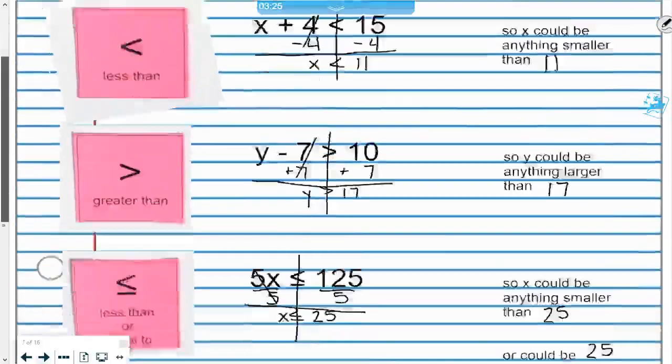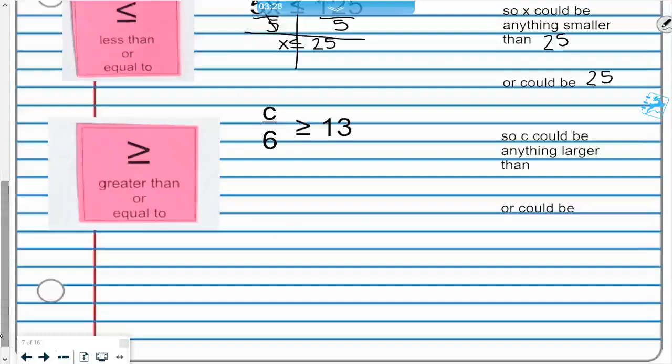Now we're going to look at greater than or equal to. So here we have c divided by 6 is greater than or equal to 13. So we're going to take the opposite of divided by 6. We're going to multiply by 6. We end up with c is greater than or equal to. Now we need to multiply 13 by 6. I get 18, carry the 1, so I get 78. C is greater than or equal to 78. So C has to be anything larger than 78, but it could also be 78 as well.